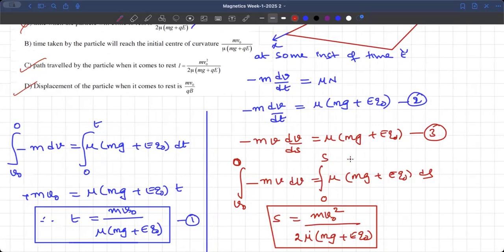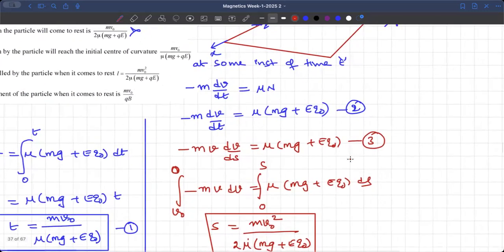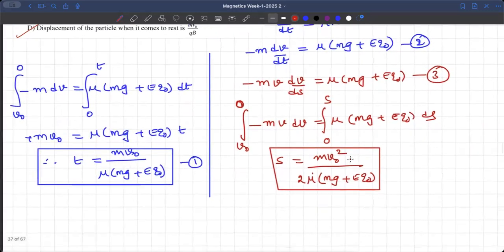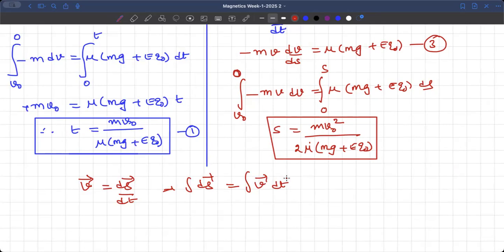By the way, I have done only 2 at this point of time. Still 2 more are pending. Two parts I have done already. Now the displacement of the particle when it comes to rest. What is the velocity term? V bar is ds bar by dt. So integral ds bar is v bar dt.